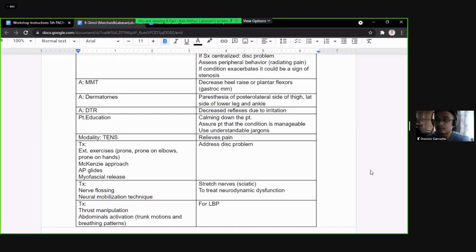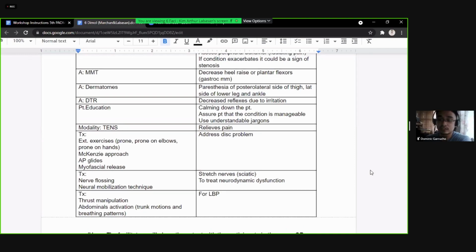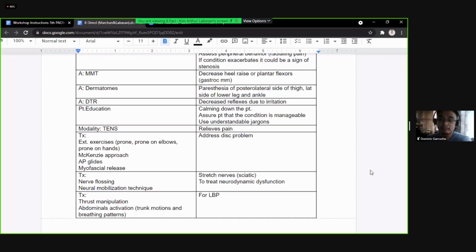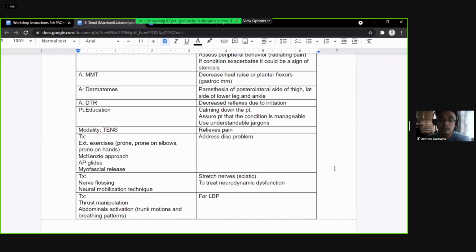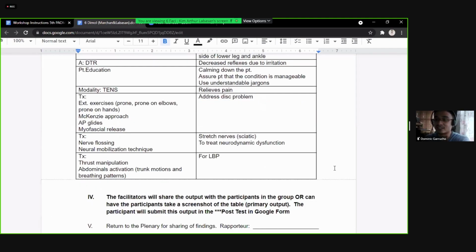As for peripheralization of symptoms, we might want to consider thrust manipulation on the lumbar area if we can prove, after examination and evaluation, that we have a sciatic problem that is contributing to the posterior side of the lower extremity symptoms of the patient, and tightness of the lumbar joints that is precipitating the patient's lumbar symptoms. We might also want to consider abdominal activation, trunk motions, and breathing patterns. I think that is all.